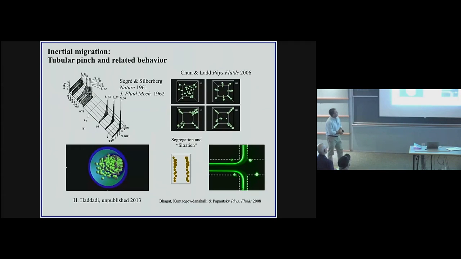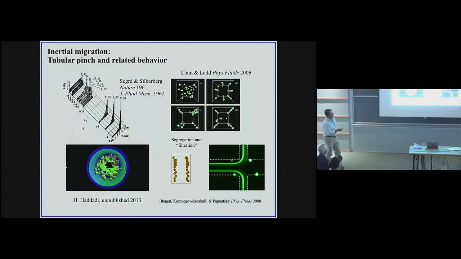The one phenomenon that everybody has probably heard of is the tubular pinch or inertial migration phenomenon. This goes back to the early 60s in Segre and Silberberg's work. Here you see the concentration across a channel, which is originally uniform, as it goes downstream becomes pinched to a particular location at about 0.6 of the radius for very small values of the Reynolds number. This has been used to good effect in microfluidic devices, because you can then separate out the particles.